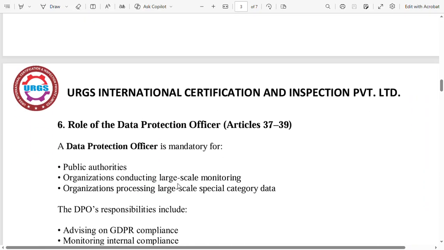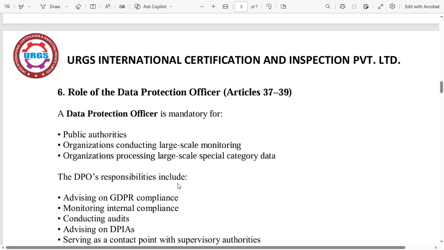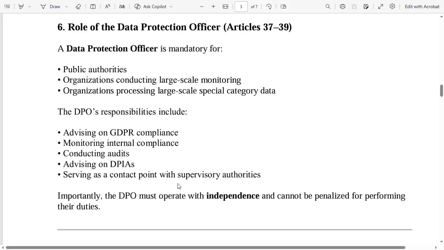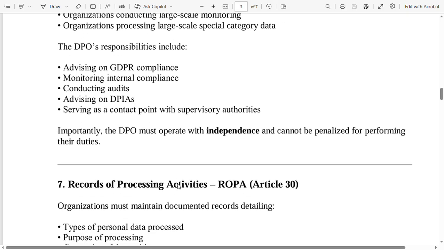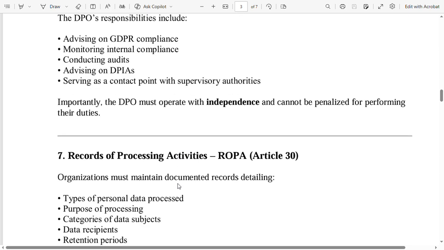Sixth, role of the data protection officer. Articles 37 to 39. A data protection officer is mandatory for public authorities, organizations conducting large-scale monitoring, and organizations processing large-scale special category data. The DPO's responsibilities include advising on GDPR compliance, monitoring internal compliance, conducting audits, advising on DPIAs, and serving as a contact point with supervisory authorities. Importantly, the DPO must operate with independence and cannot be penalized for performing their duties.